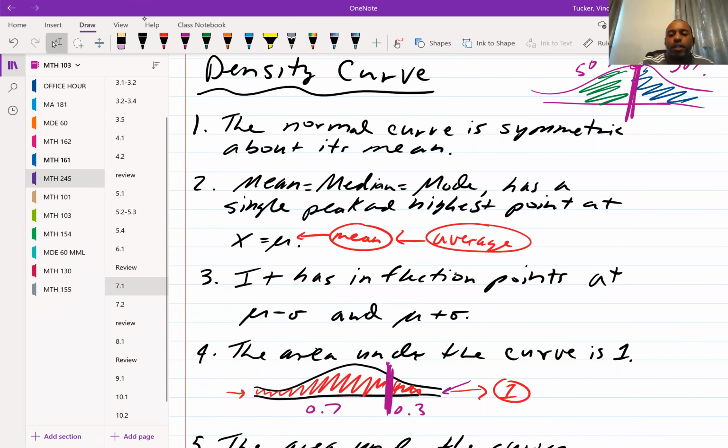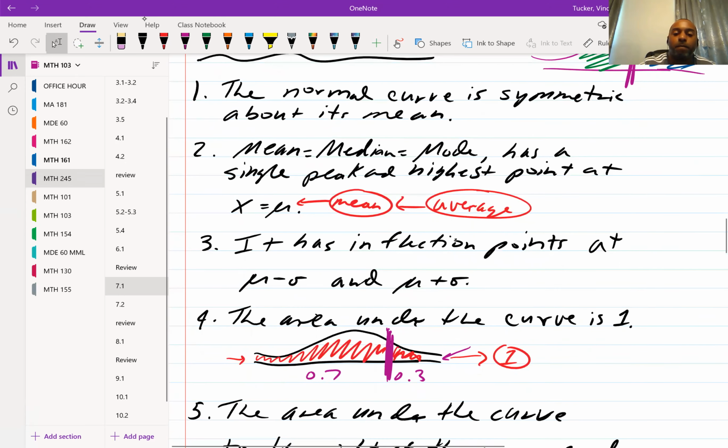Area under the curve is equal to 1. So we have 50% and 50%, that's equal to 100%, or just 1. That also means if you were to split it up, let's say the data value you have is further to the right. Let's say 70% of the data is to the left of your data value. Then that means 30% is to the right of it. Like I said, everything's under that curve. All of your data is equal to 100% of your data.